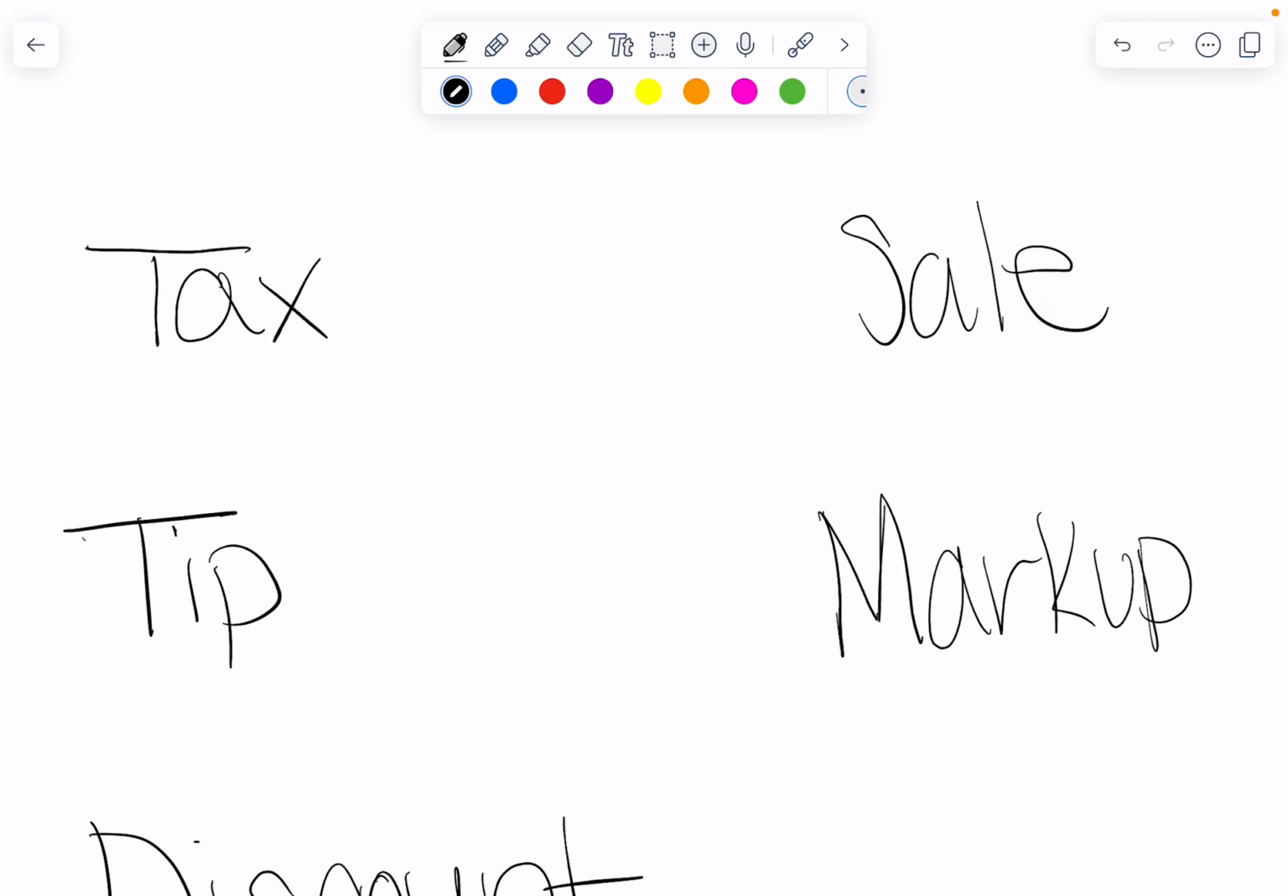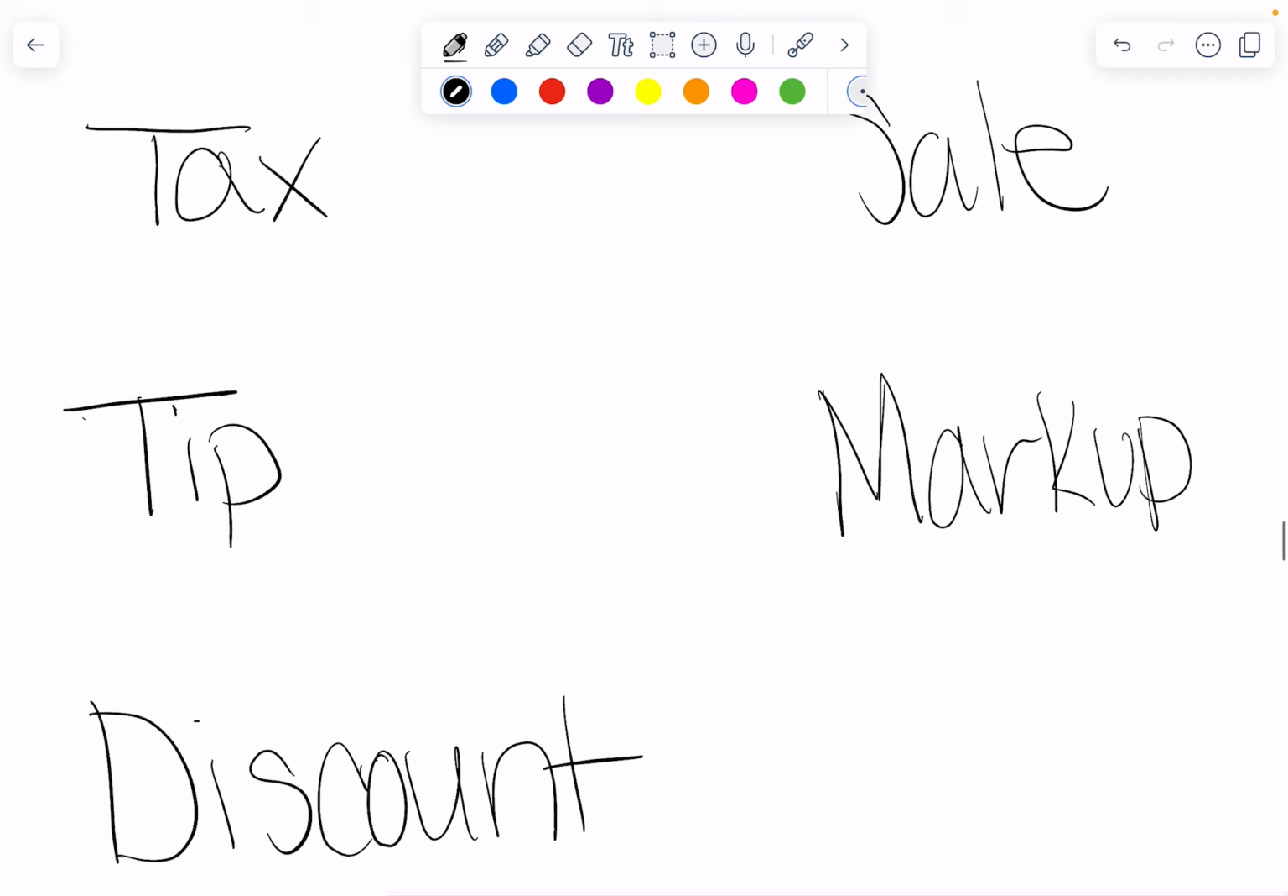Hi, seventh graders. Today we are going to talk about how to apply percent to solve some application problems that involve percentages. So we're going to talk about a few different terms that we might see today, and then we'll go ahead and start solving some problems.